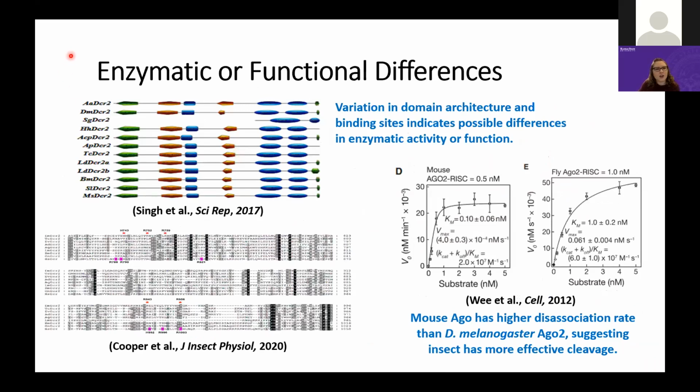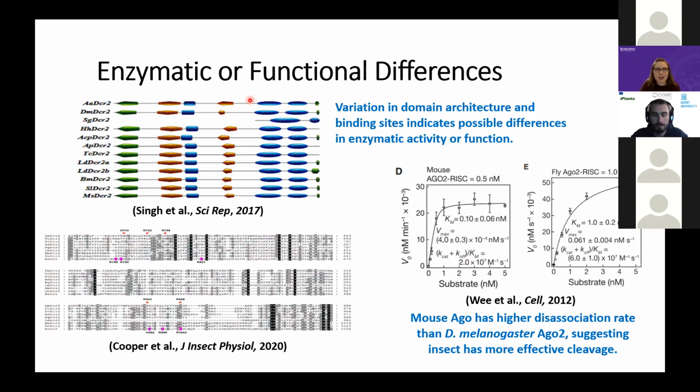So another important factor that's been much less well studied in insects is functional variation between the core enzymes. So here you can see that there is variation in the domain architecture between Dicer-2 proteins in insects. In addition, if you look at key residues in the phosphate binding pocket of Argonaute 2 in insects, there's very low levels of conservation. And so these differences are likely translating into enzymatic or functional differences.